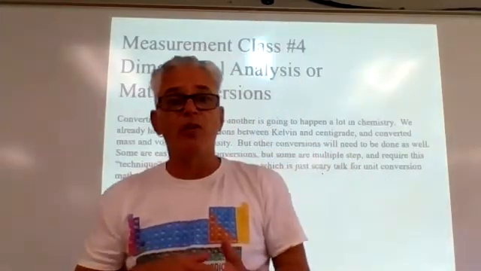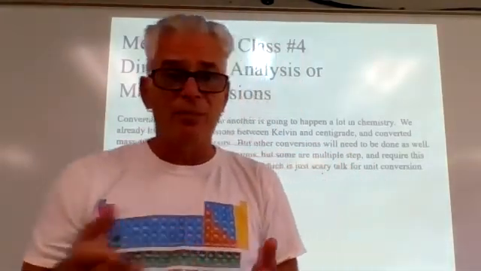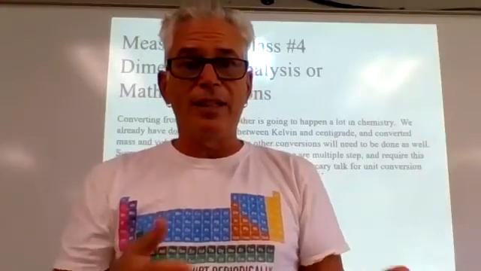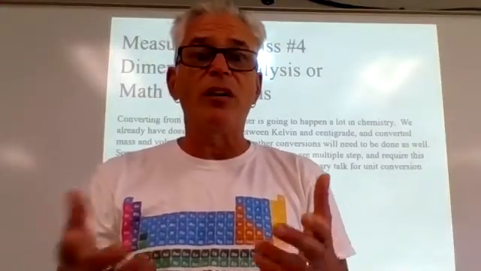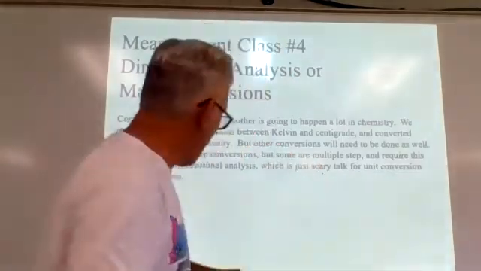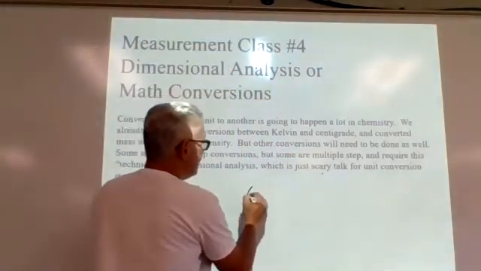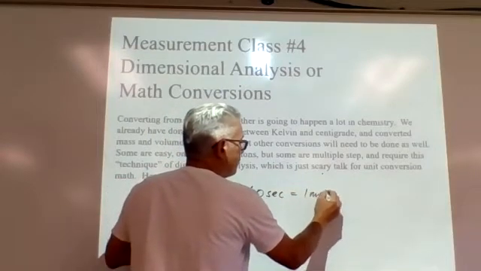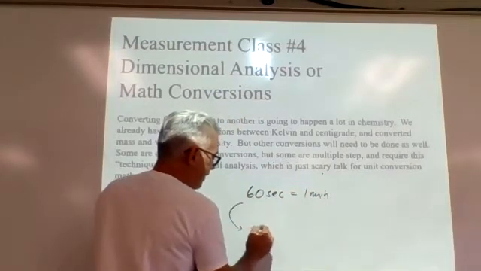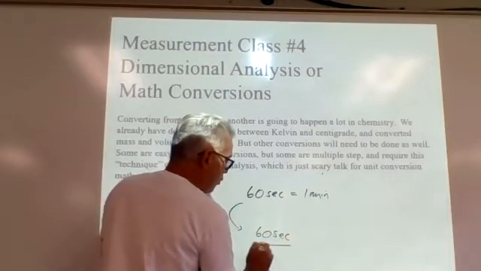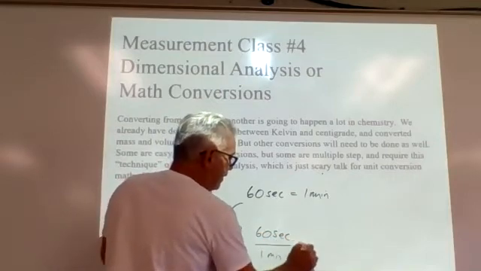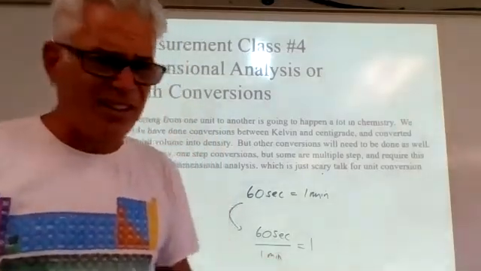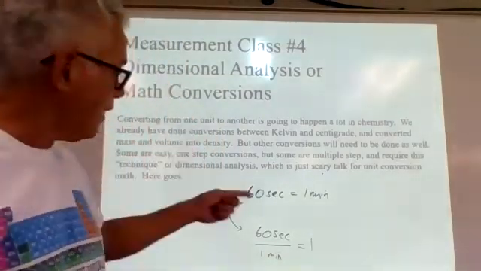All right, we got to know a couple of things. We're going to need to know what a conversion factor is. A conversion factor is something like 60 seconds equals 1 minute. When 60 seconds equals 1 minute, you can make it into a conversion factor. You can say, since 60 seconds equals 1 minute, that 60 seconds over 1 minute equals 1. Now, 60 over 1 does not equal 1, but with the units it does.